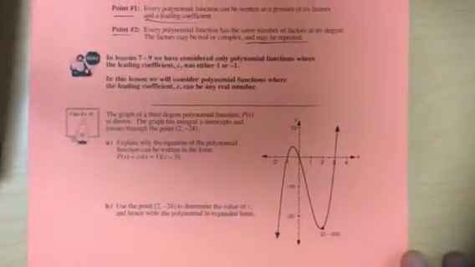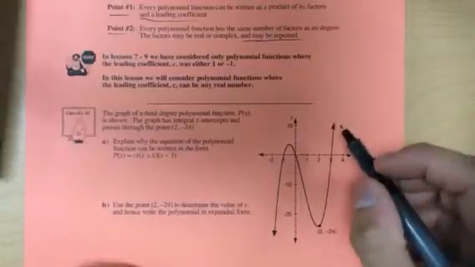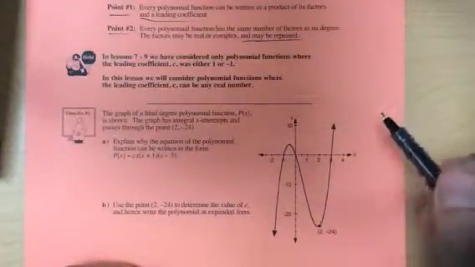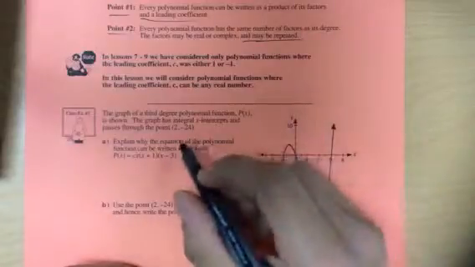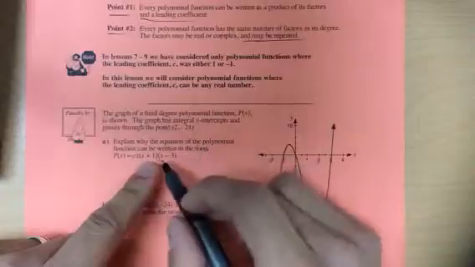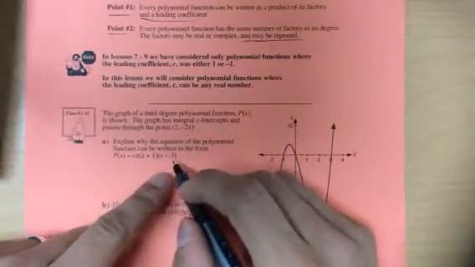All right, so let's look at this first example. The graph of a third degree polynomial function p of x is shown. So there's 3 degrees here, and the graph has integral x-intercepts and passes through the point (2, -24). Now explain why the equation of the polynomial function can be written in the form c times x times (x plus 1) times (x minus 3).